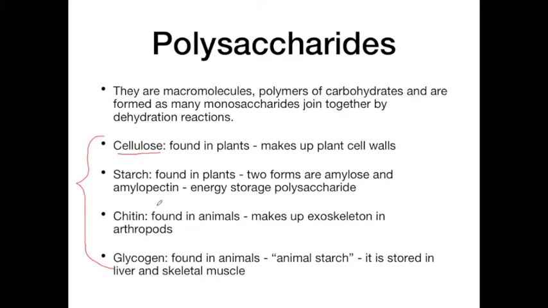However, cellulose is found in plants. Okay, I told you it's to make up plant cell walls. Now, starch is found in plants as well, and it is a mixture of two substances, amylose and amylopectin. Okay, amylose is made by condensations between alpha glucose molecules. Okay, I won't get into details of that.